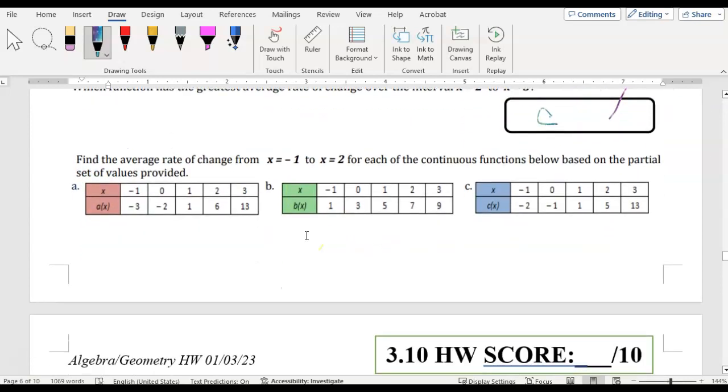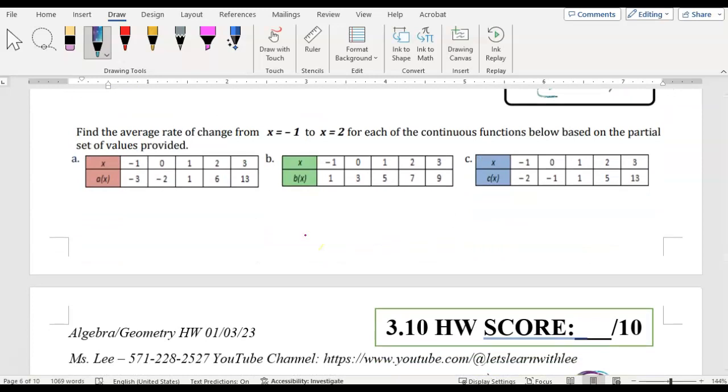All right. Find the average rate of change from x equals -1 to x equals 2. So the denominator here will always be 3 for these as well, because we're looking at 2 minus a -1, and the distance between 2 and -1 on your number line is 3. So we're looking at a value difference of 3. And then we're looking at what are the outputs for that. So the output for this one at 2 is 6 minus -3.